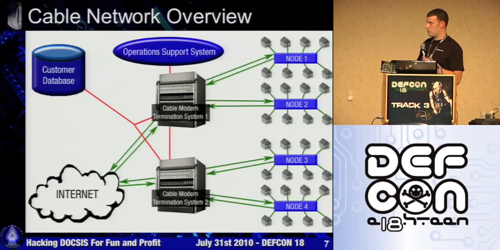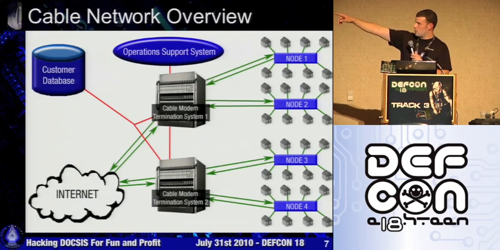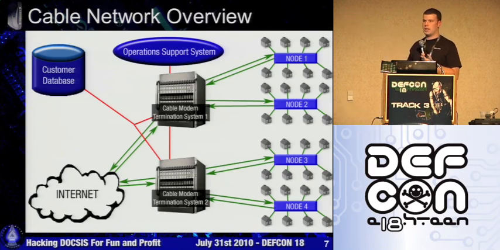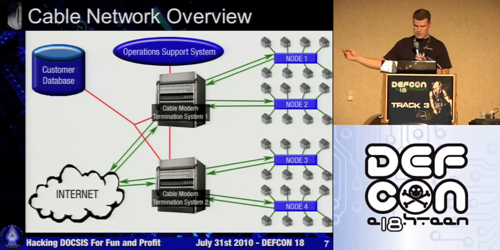Quick cable network overview. You've got your cable modem termination systems, which is where your internet connection is going through. Your customer database is where it's going to do a lookup, and that's based on your MAC address. Your operation support system is basically, you call in and you have a problem, then they can hook into that, look at the CMTS, see power levels, all that good stuff. And then we have your nodes, which are basically out there in your neighborhoods.